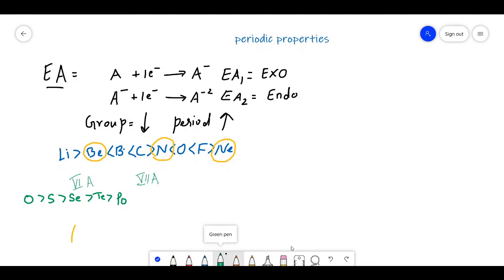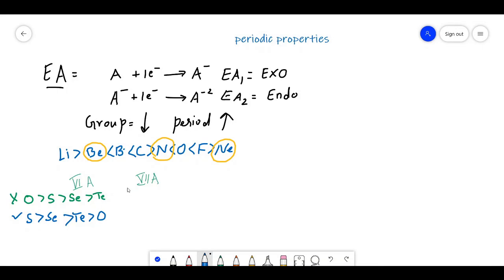So leave this polonium. It is a radioactive element. Just take these four elements. Now this is expected, but this is wrong. Then what is the correct answer? The electron affinity of sulfur is more than selenium, then tellurium, and oxygen will have less electron affinity. So this is the correct order, and this is wrong.